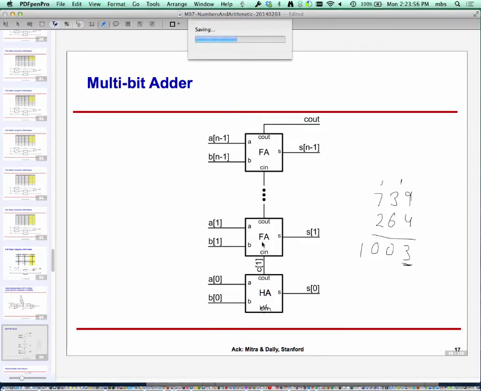Next bit position, we have a full adder. It's now taking A1 and B1. Each one of them has a weight of 2 because they are in the 2's position, as well as this carry coming in, which also has a weight of 2 because it's coming from the previous bit. I'm now going to produce a sum S1, and I'm going to produce a carry out. The carry out has a weight of 4 because it's going to get used in the next bit position, and so forth. It's basically replicating, in a base 2 domain, exactly what I did out here.